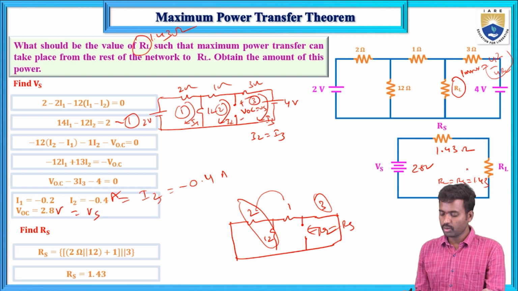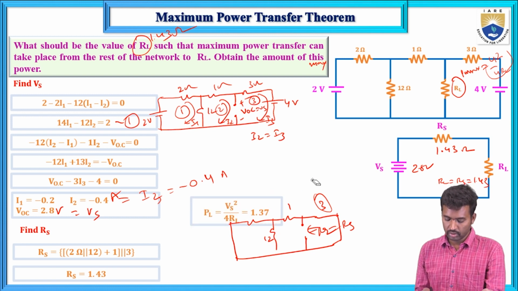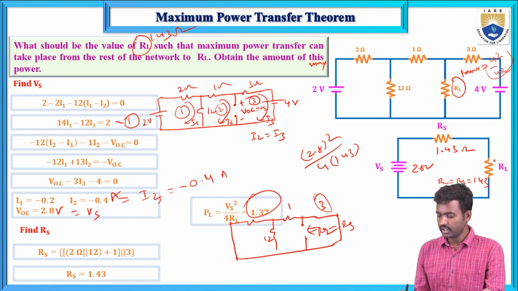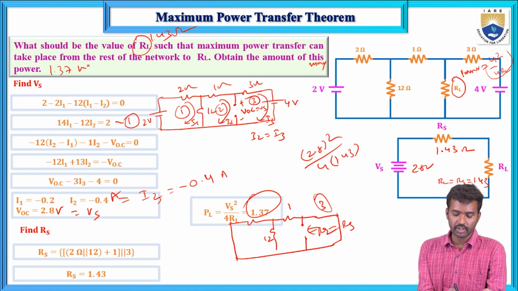Now what is the maximum power? Obtain the amount of this maximum power. The maximum power equals Vs square by 4RL, that equals 2.8 whole square upon 4 into 1.43, that equals 1.37. This maximum power equals 1.37 watts.